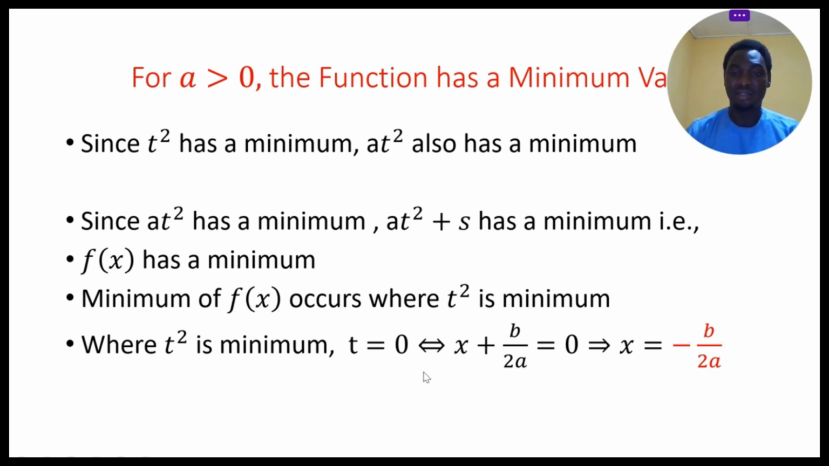And where t is 0, x plus b on 2a is 0 because t is equal to x plus b on 2a. Now if x plus b on 2a is 0, x is negative b over 2a. So the minimum of the function occurs where x is negative b over 2a. We proceed to find the minimum value itself.